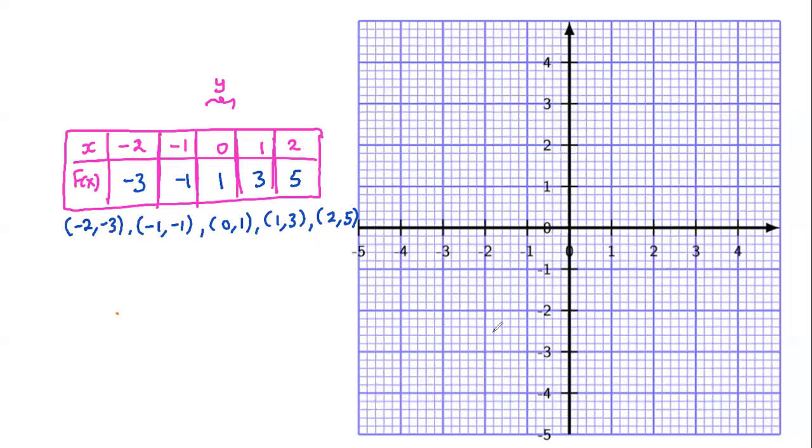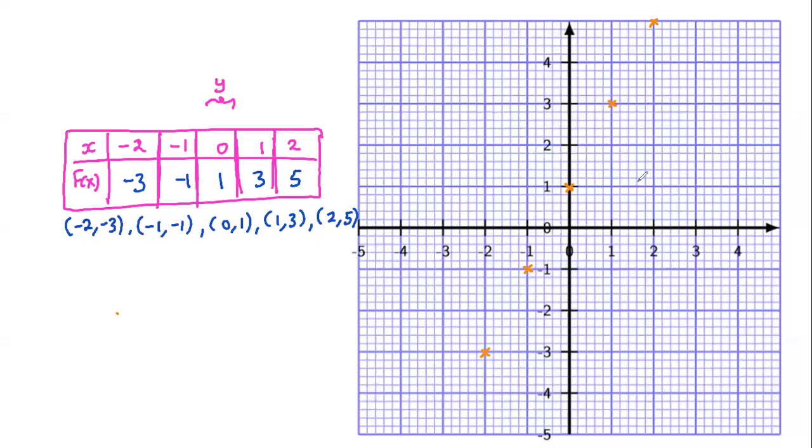-2 and -3 is a point here. -1 is a point here. 0 and 1 is a point here. 1 and 3 is a point here. And then 2 and 5 is a point here.